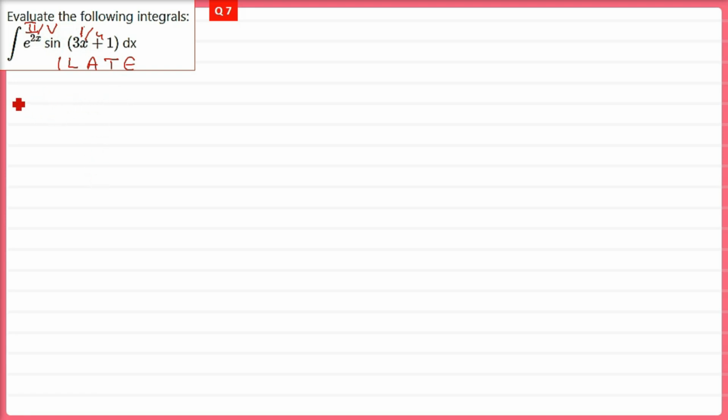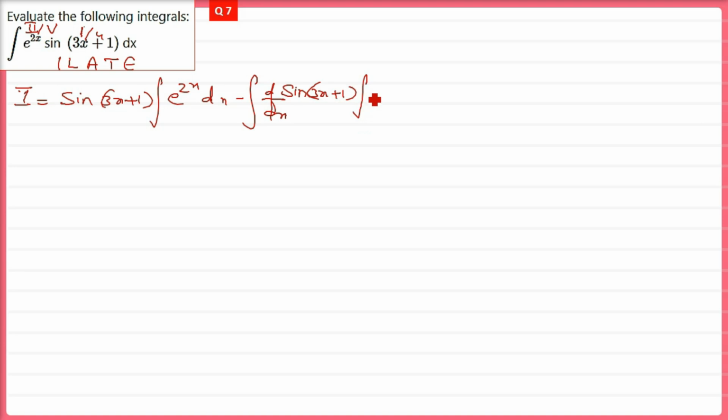e raised to x will be the second function. So this I will be equal to, first function is like this, sin 3x plus 1. It remains unchanged. Then the integration of e raised to x dx, minus the differentiation of sin 3x plus 1, times the integration of e raised to x dx. Then all of this being done, we have to integrate it again.